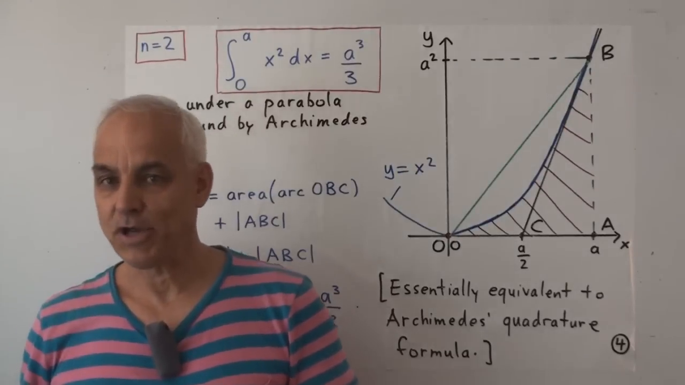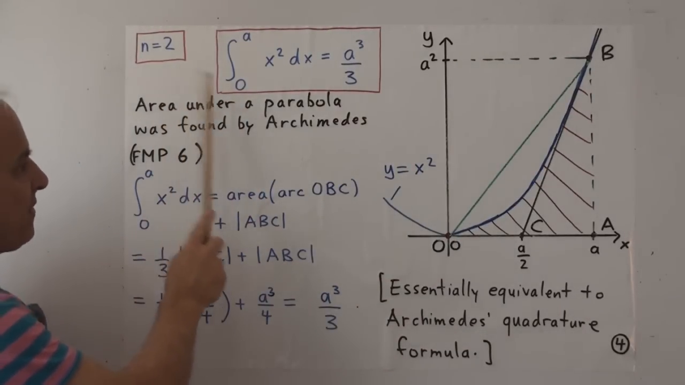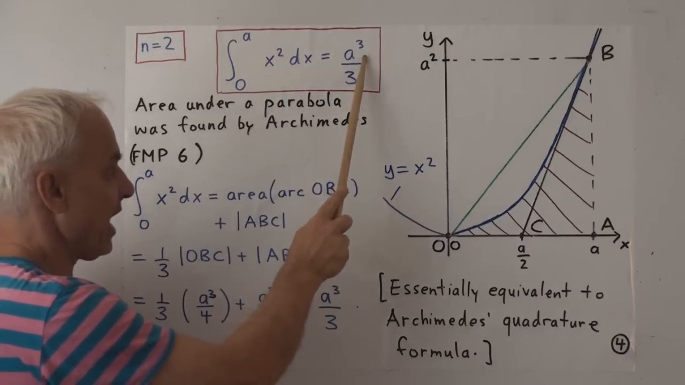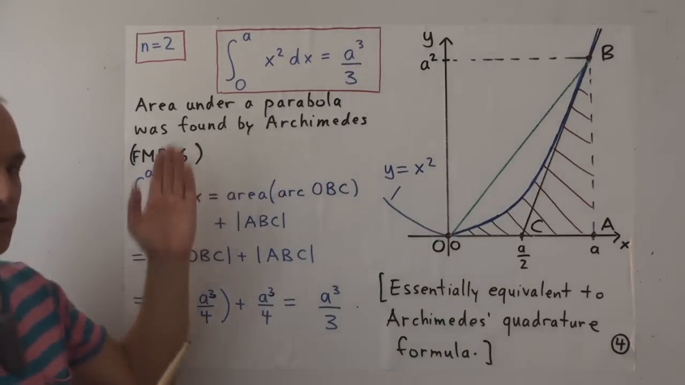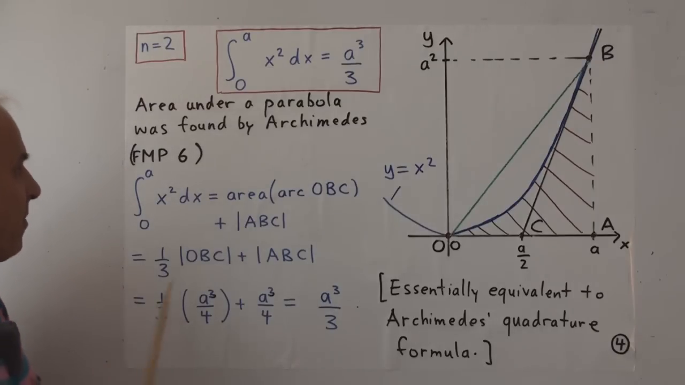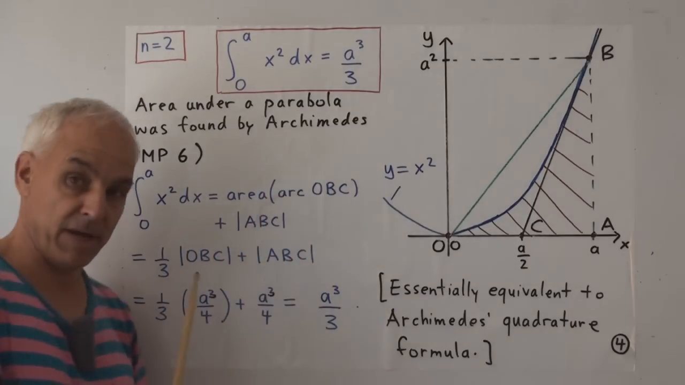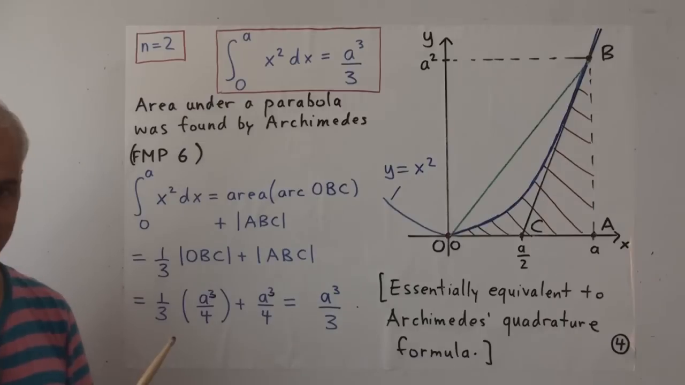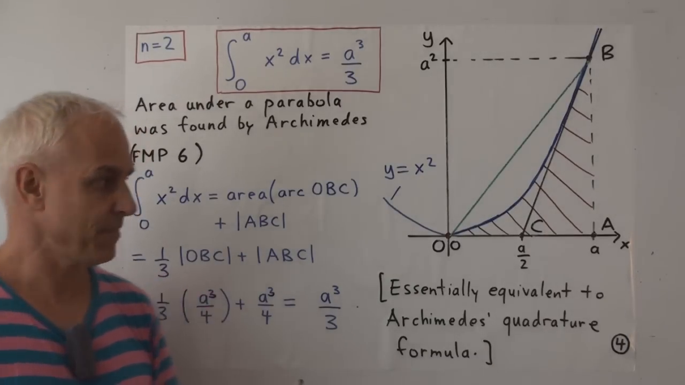All right, so now let's have a look at the more interesting case when n is equal to 2. The formula then is that the integral from 0 to a of x squared dx is a cubed over 3. And it's a result that follows almost immediately from the quadrature of the parabola obtained by Archimedes, described in our famous Math Problem number 6. So if you haven't watched that video, perhaps you'd like to have a look at it.